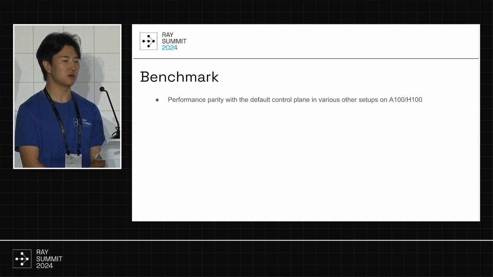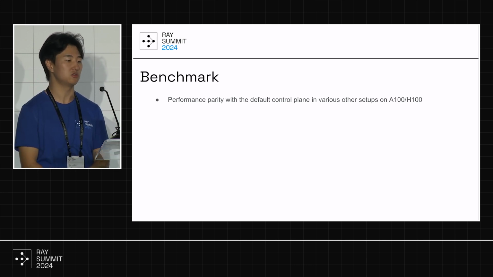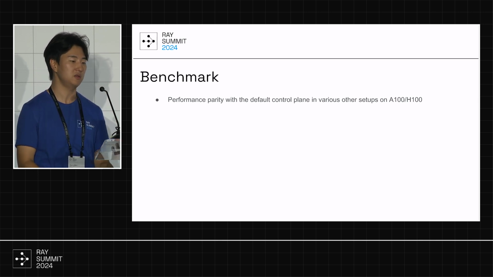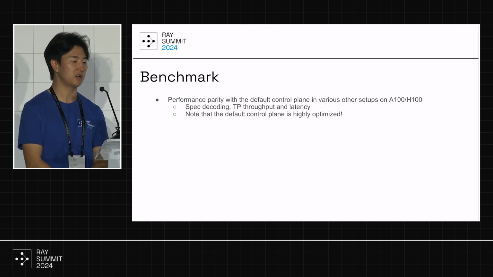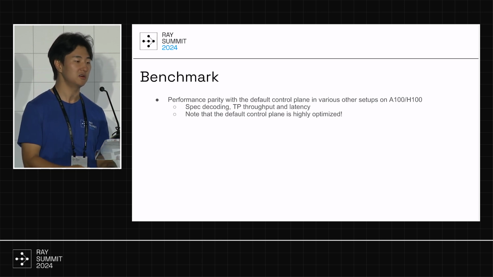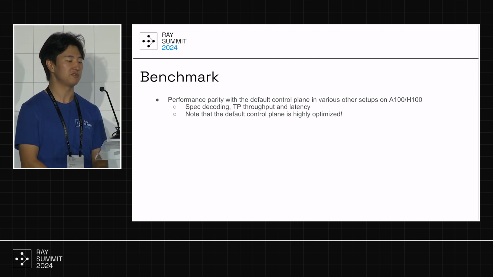And we performed the benchmark with the new architecture. The new architecture is not completely settled down, but we're planning to make it the default implementation for the Ray backend. We can see generally it reaches performance parity with the default control plane that uses the NCCL broadcast for speculative decoding, tensor parallelism, throughput, and latency. And one thing to note is that the default control plane was very highly optimized. It has a lot of optimization to make CPU transfer faster with the NCCL broadcast. But then the compiled graph can achieve the same performance without any additional code there.